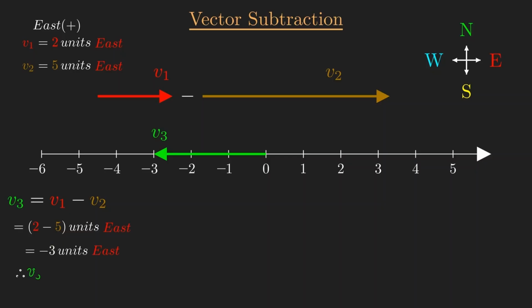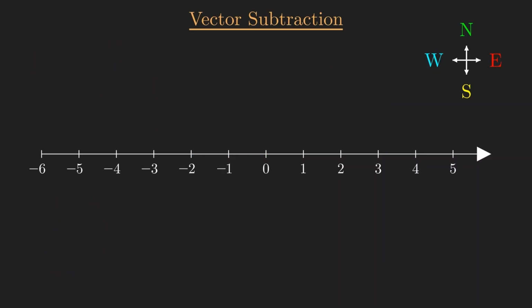So v3 is equal to v1 minus v2. That's 2 minus 5 east. And that's minus 3 east. So there's a negative there. The negative indicates that we need to change the direction from east to west. Now let's look at the subtraction of vectors that are in opposite directions.